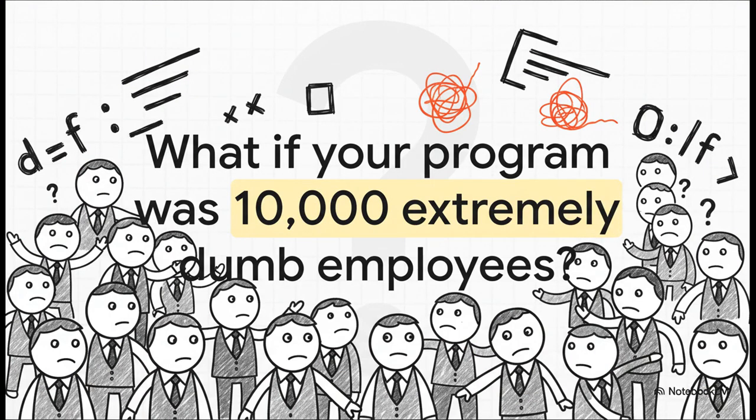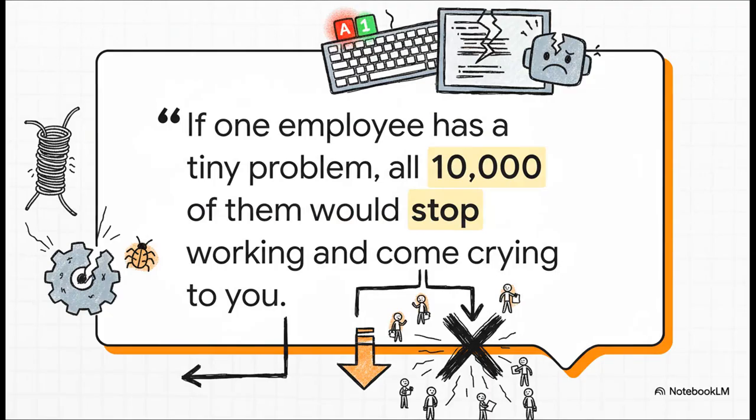It's perfect. Imagine your program isn't just code, it's a company with 10,000 employees. And every single one of these employees is extremely literal. They'll do exactly what you tell them to the letter. But the second something unexpected happens, they completely freeze. They have absolutely no idea how to improvise. And that's exactly what a program crash is. Just one tiny little problem, maybe a user typed an A where a 1 should be, and the entire company of 10,000 employees just stops dead in its tracks and comes crying to you, the boss. It's a total shutdown. So yeah, we need a way better way to manage these guys.